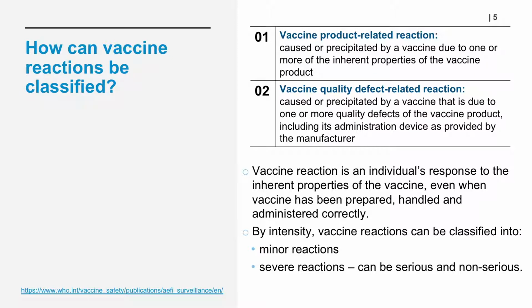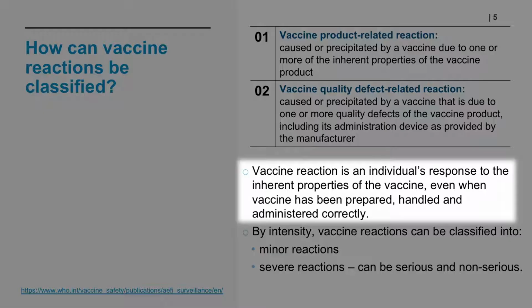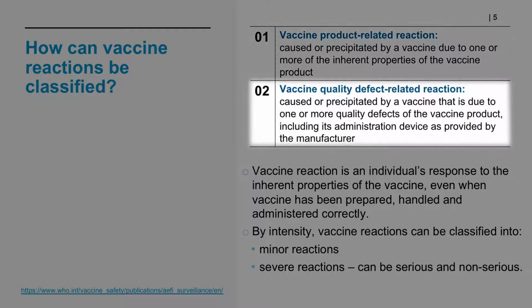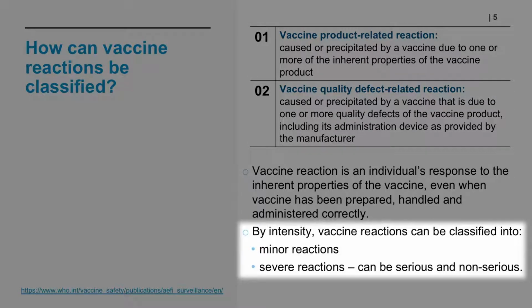First of all, let us look at vaccine reactions. What is a vaccine reaction? A vaccine reaction is an individual response to the inherent properties of the vaccine, even when the vaccine has been prepared, handled, or administered correctly. It can be because it is a vaccine product related reaction or a quality defect related reaction. By intensity, vaccine reactions can be classified into minor reactions.